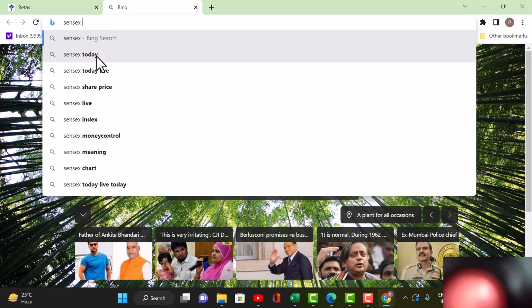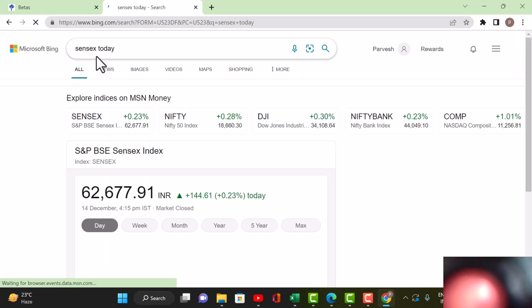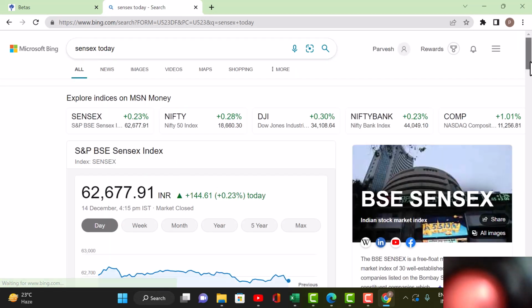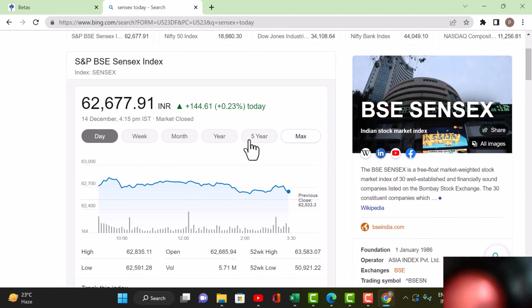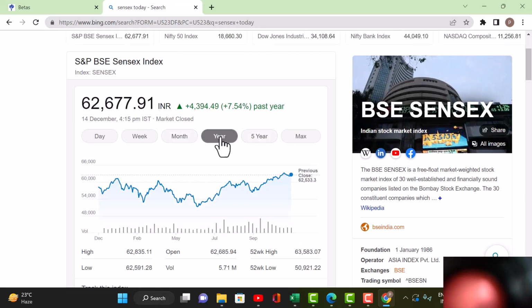Okay. Sensex today. Okay. So the market has given, let's see, 1 year. Market has given what? 7.54%. अब जो market बढ़ गई है ना, it's giving you 7.5%. It's not giving you this thing. 5 years time.